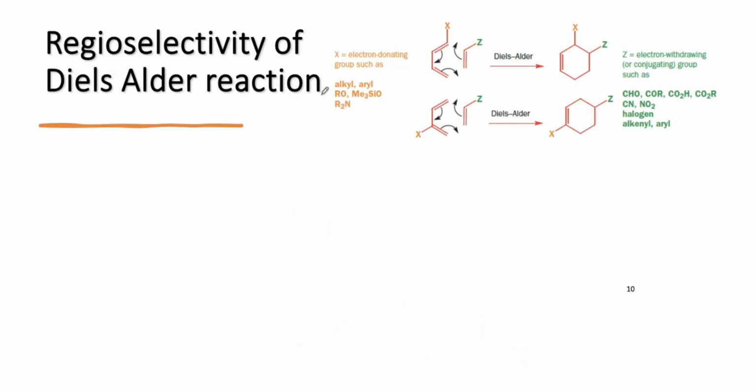as the major product. So concluding, we can say that if X is an electron donating group such as alkyl, aryl, OR, Me3SiO, R2N, etc. and Z is an electron withdrawing group or conjugating group such as CHO, COR, CO2H, CO2R, CN, NO2, halogen, alkynyl, aryl, etc. So, in the case of 1 substituted diene, it will react with the dienophile in this fashion, where this is the electron rich carbon and this is the electron deficient carbon, and we will get 1,2 product as the major product. And in the case of 2 substituted diene, it will react with the dienophile in this fashion, where this is the electron rich carbon and this is the electron deficient carbon, and we will get the 1,4 substituted product as the major product.